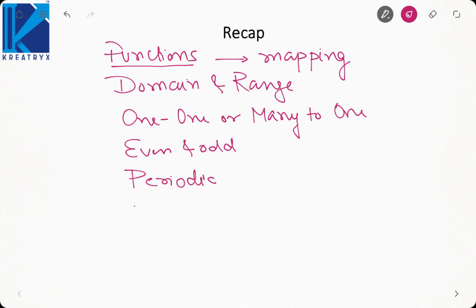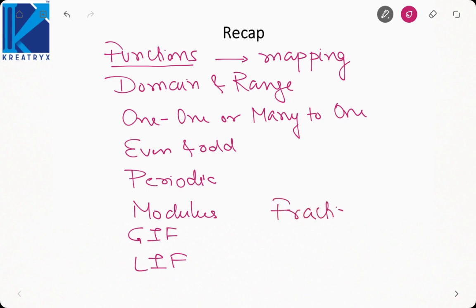Then we looked at some of the functions like modulus function, which returned the magnitude of a number. Then we looked at GIF function, which returned an integer that is less than the given value but is highest among all the integers. The opposite of that was LIF, that is least integer. It gives me an integer value which is higher than the given number but least of all such integers. Then we saw fractional part function, which was x minus GIF of x. And at last we saw the signum function.